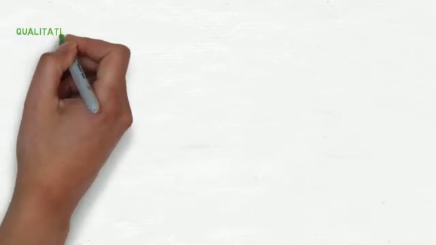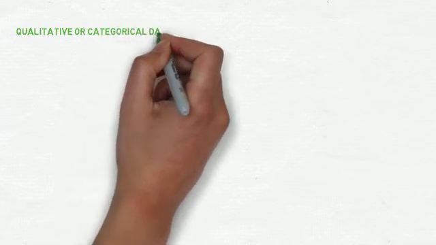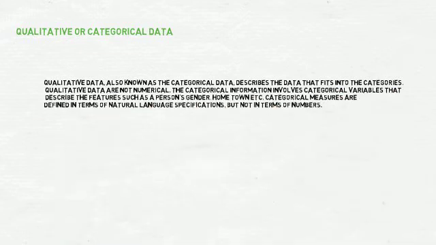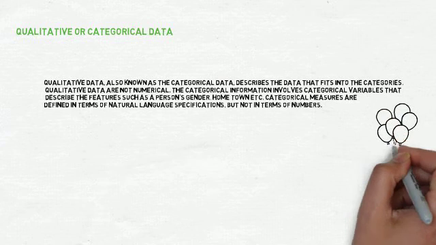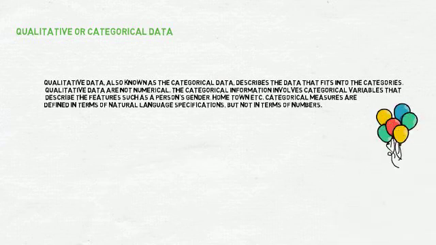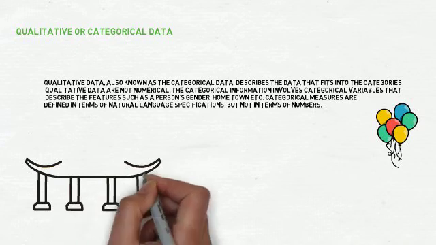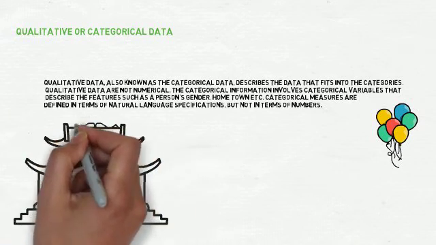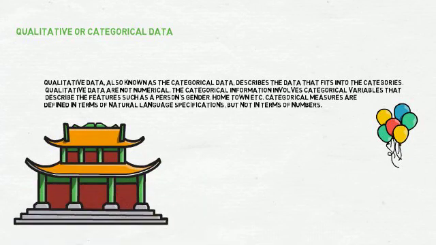Qualitative data, also known as categorical data, describes data that fits into a category. These data are not numerical. The categorical information involves a categorical variable that describes a feature such as persons, gender, hometown, etc. Categorical measures are defined in terms of natural language specifications, but not in terms of numbers. Sometimes categorical data can hold a numerical value, but those values don't have a mathematical sense.